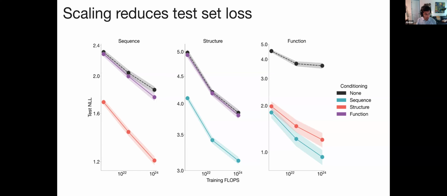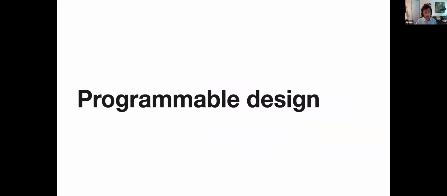I'm going to move a little bit faster because there's a reasonable amount of slides left to go. But we see generally that as we scale the model, the loss decreases consistently, as well as the loss conditioned on other modalities decreases consistently. This is essentially what we would expect to see. And cool, so let's shift to talking about some of the results that we got from prompting ESM3.